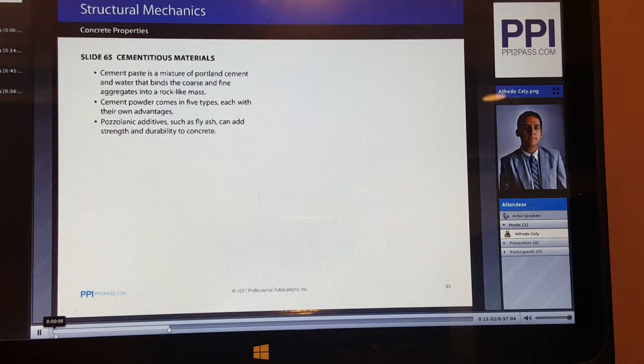Now, cementitious materials. Cement paste is a mixture of Portland cement and water that binds. It acts as the binding agent for coarse and fine aggregates, and it binds into a rock-like mass. Cement powder comes in 5 types, each with their own advantages. Pozzolanic additives such as fly ash can add strength and durability to concrete.